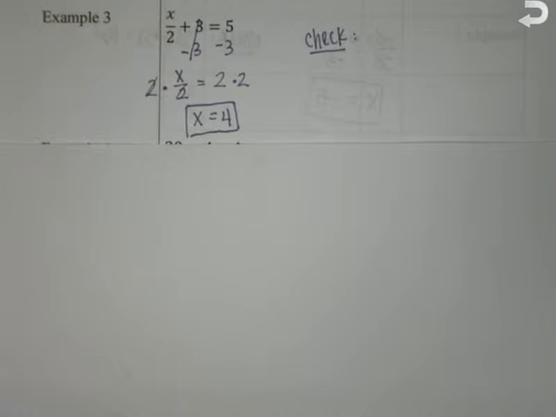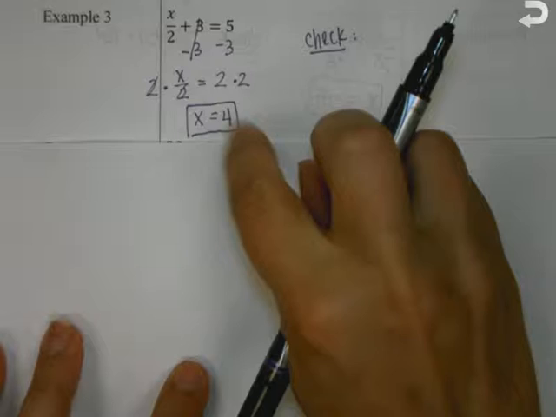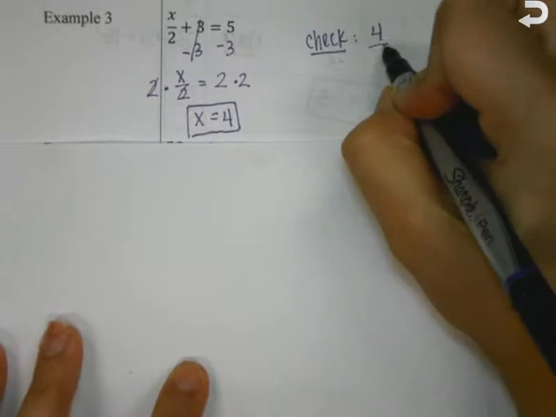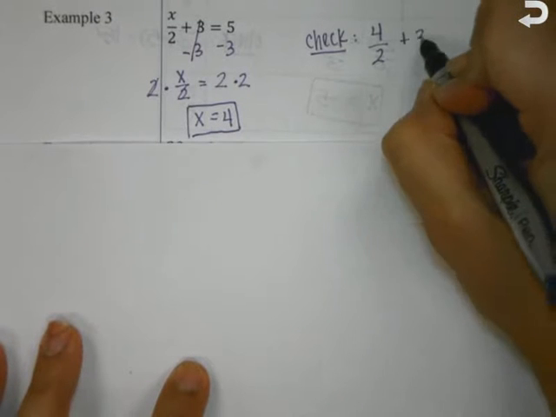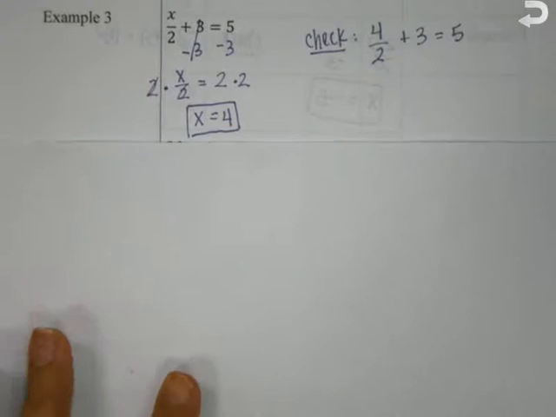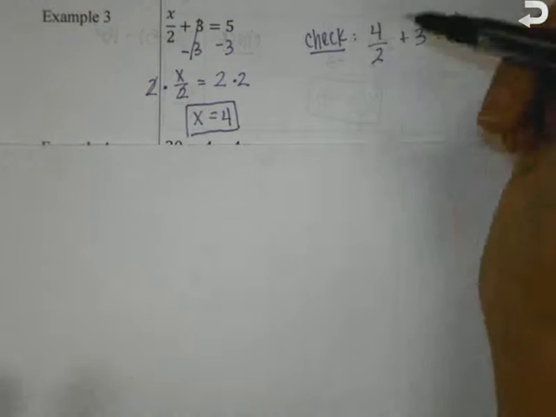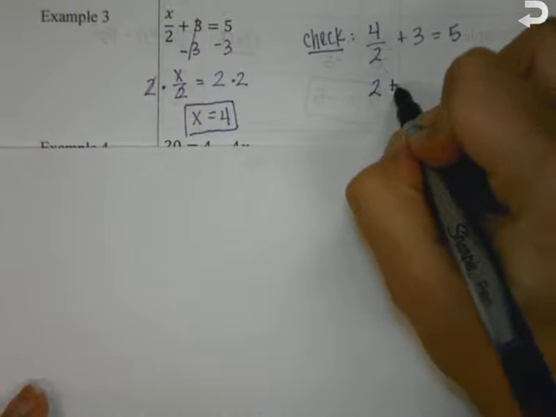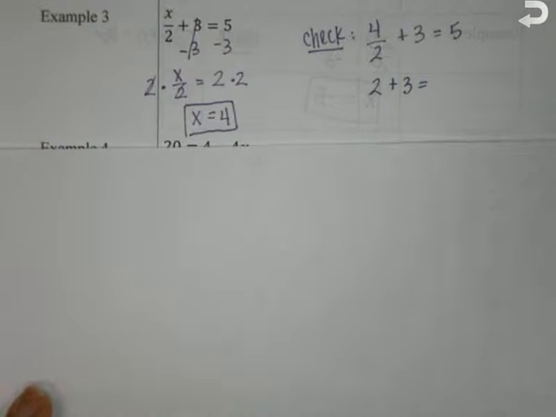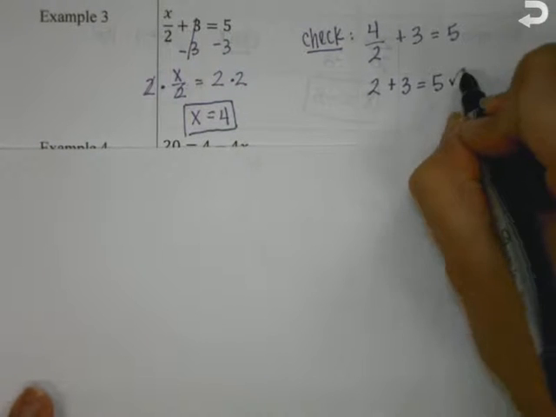Okay, so to check it, we plug 4 into here, so we have 4 over 2 plus 3, and we want that to equal 5. Now remember, we have to do order of operations in order. So 4 divided by 2 gives me 2 plus 3, and what's 2 plus 3? 5. That's what we wanted, so we got the right answer.